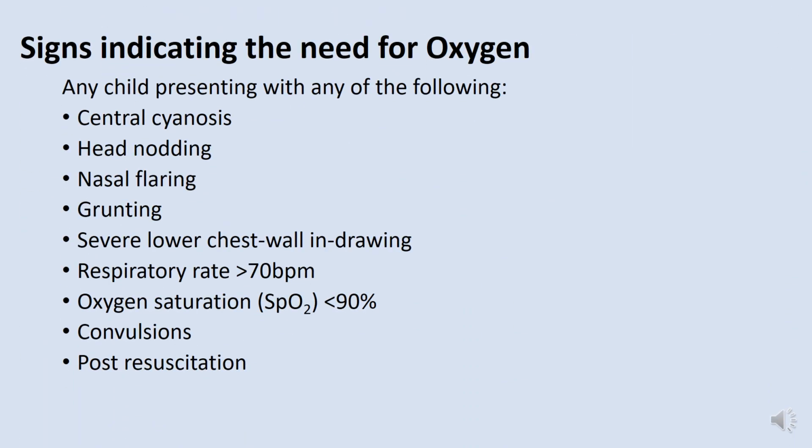So what are some of the signs that indicate the need for oxygen supplementation or oxygen therapy? If you see central cyanosis in a child, that child needs oxygen. They are severely hypoxic. And remember we said for central cyanosis, it is preferable to look at the gums and under the tongue. That is the best site to look for central cyanosis.